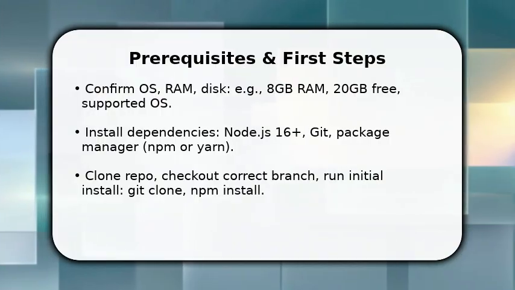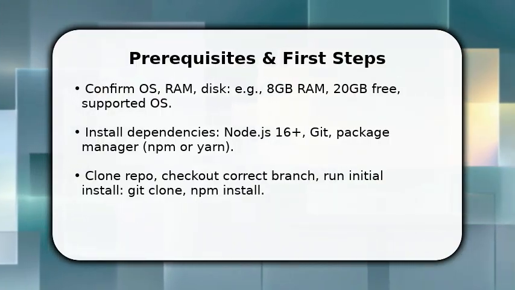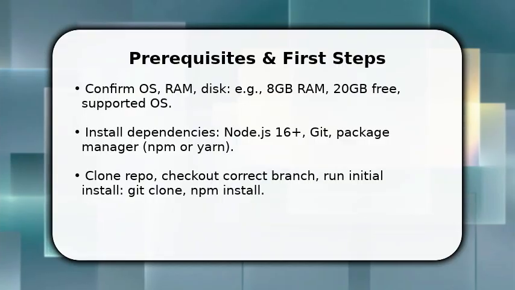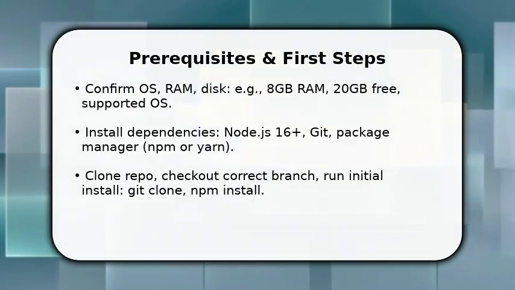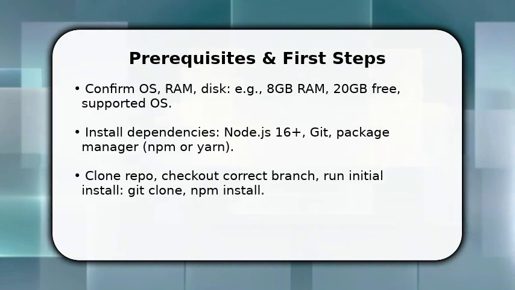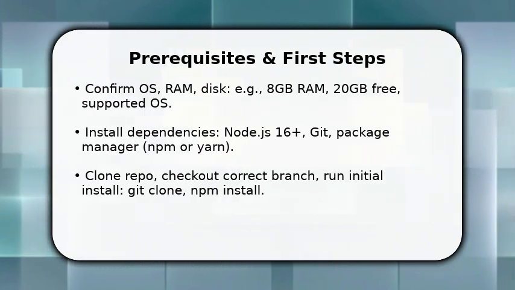Once done, clone the repository and check out the required branch, then run the install command to fetch packages. Make sure to resolve any package lock conflicts early, since dependency mismatches create the majority of initial failures.